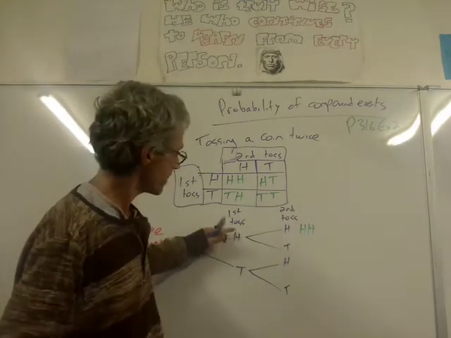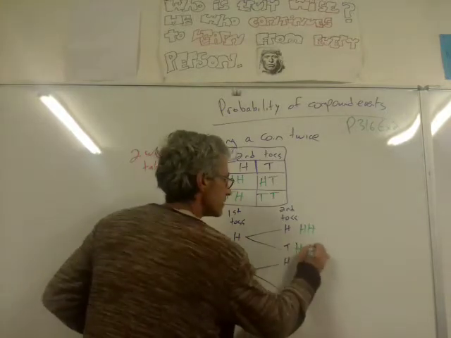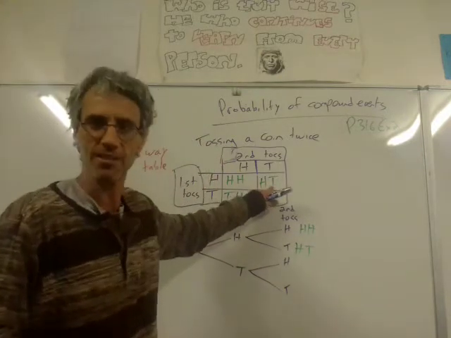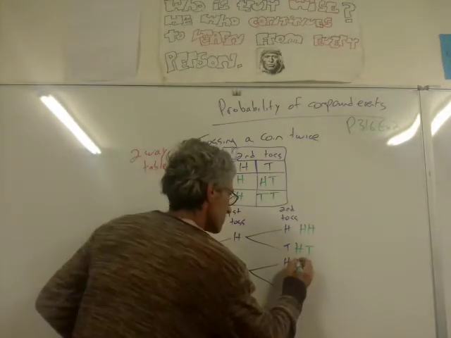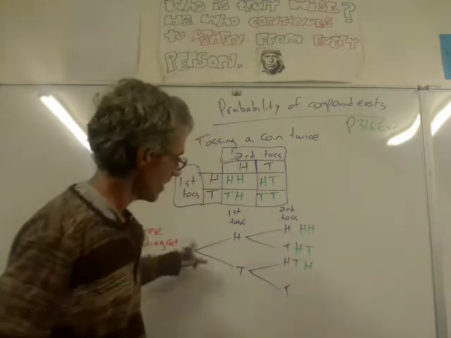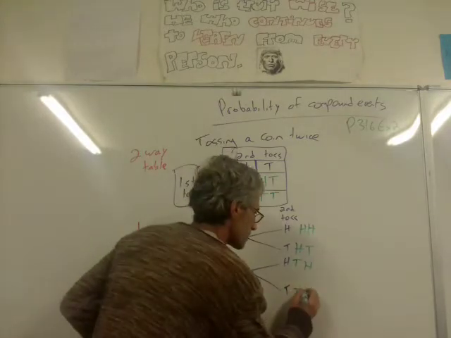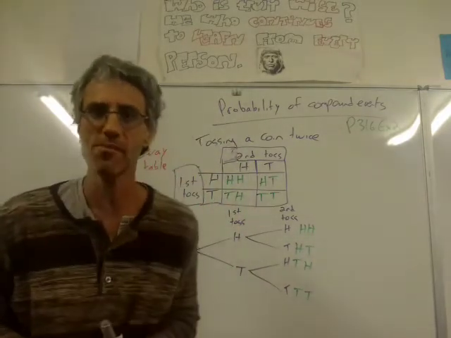If I got a head and then a tail, it's exactly the same as this little square. If I got a tail and then a head, it's going to be tail and then head. And if I got two tails, it's this branch. So you see it's the same thing.